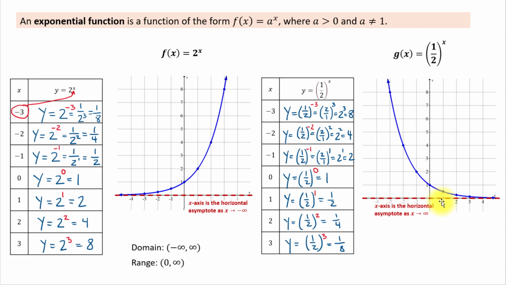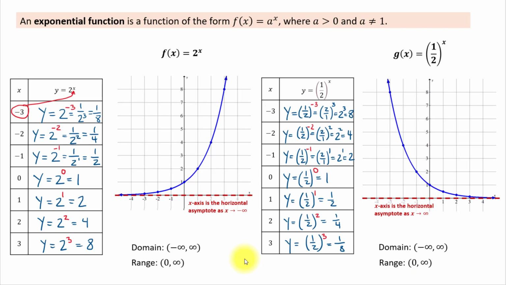In regard to the domain, we see that the x values are increasing without bound and decreasing, or extending to the left without bound. Therefore, the domain includes all real numbers. And same as in the first graph, the y values will stay in the interval from 0 to infinity. That's going to be the range of the given function.